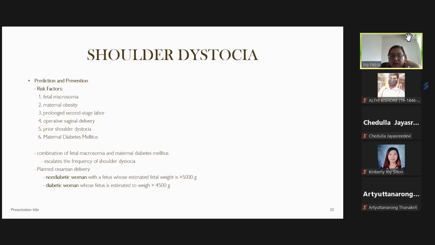The risk factors are the following: fetal macrosomia, maternal obesity, prolonged second stage, history of operative vaginal delivery on her previous pregnancies, history of shoulder dystocia on previous pregnancies, and of course, we become wary once we have a patient with maternal diabetes. We consider the possibility of shoulder dystocia. A combination of fetal macrosomia plus maternal diabetes mellitus escalates the frequency of shoulder dystocia.